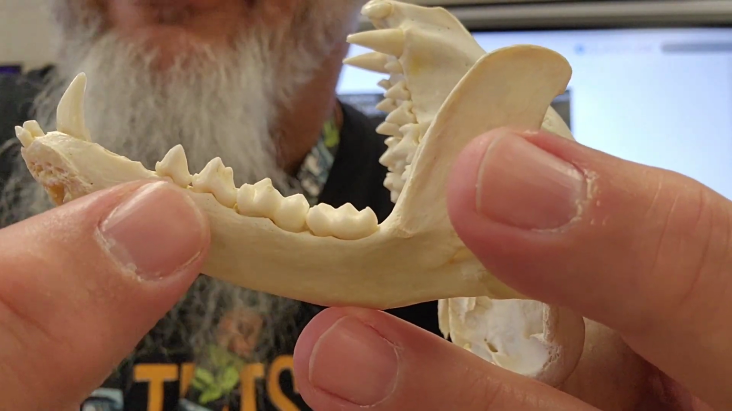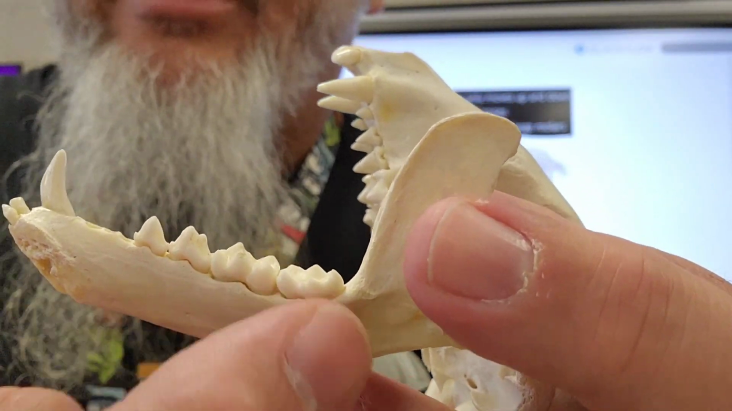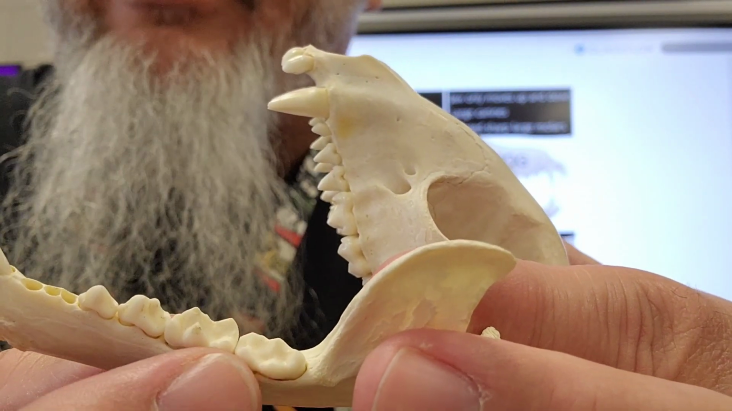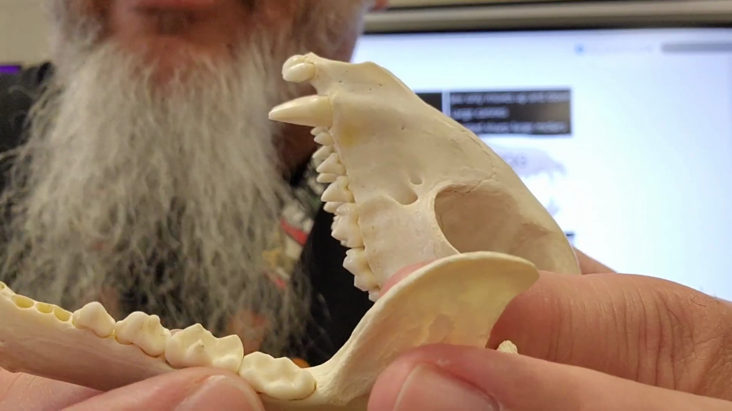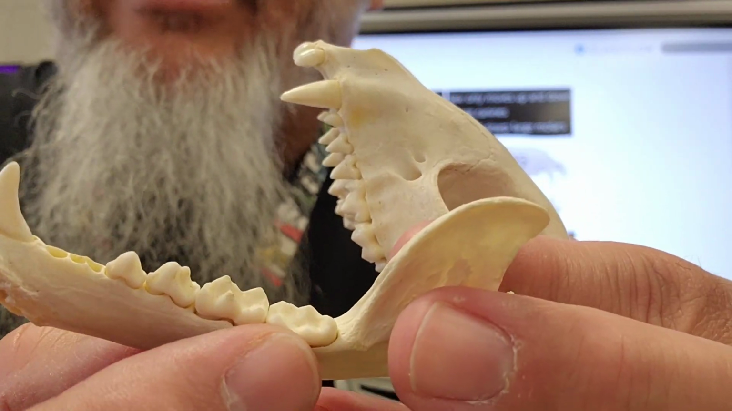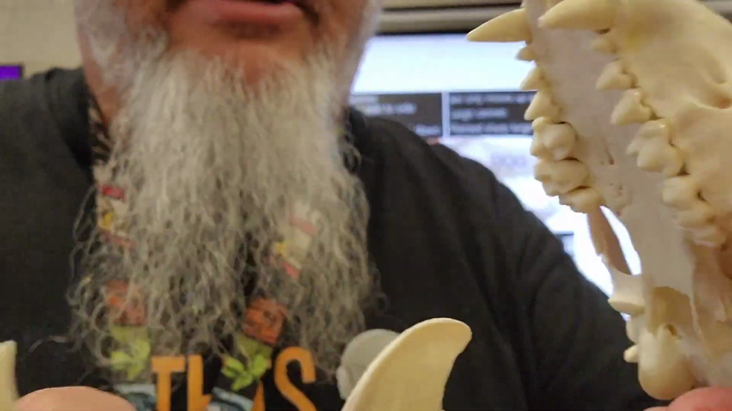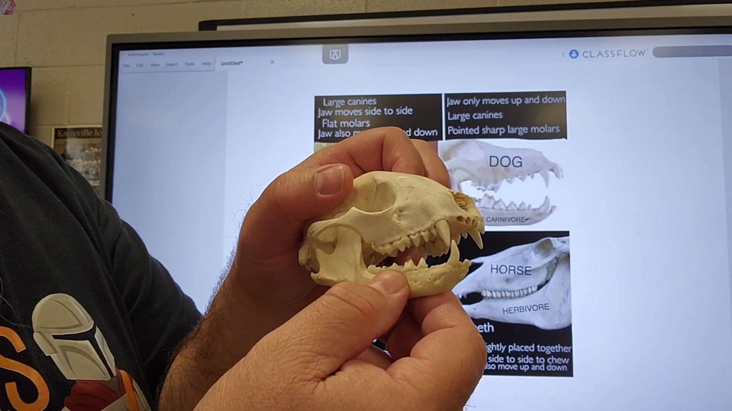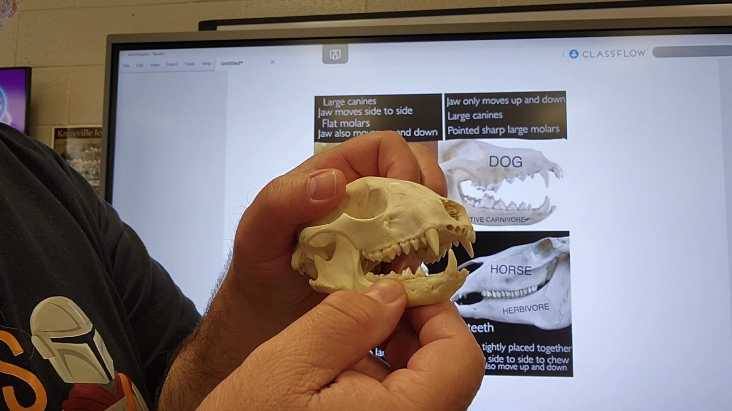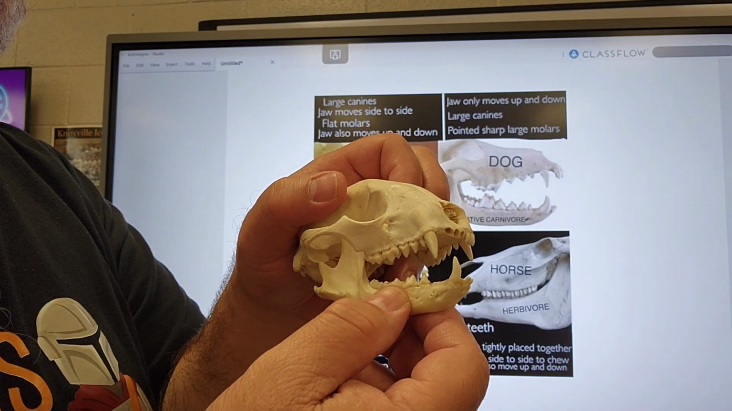We looked at these teeth and we saw how some of them are real sharp. Those sharp ones help to shred apart meat, but these flatter, wider teeth were used for grinding plants, leaves. So the ones that had both, like this particular skull, would have been an omnivore. It would have eaten both plants and animals.